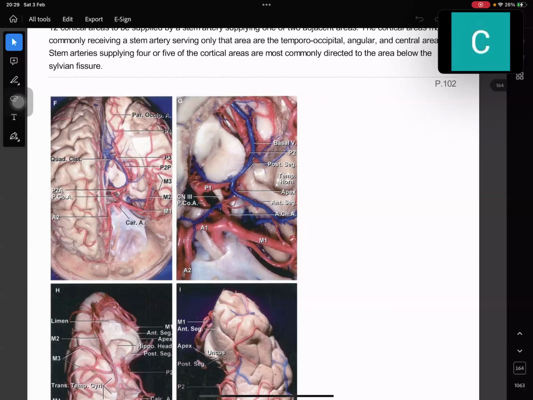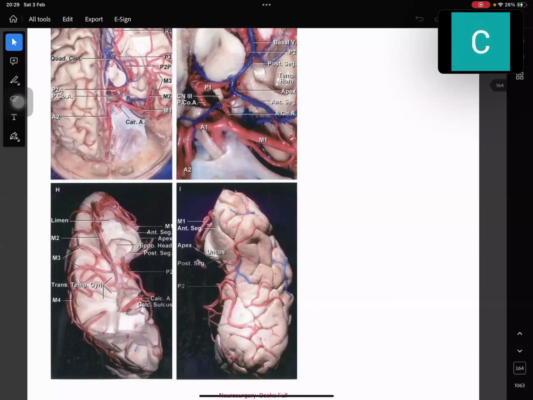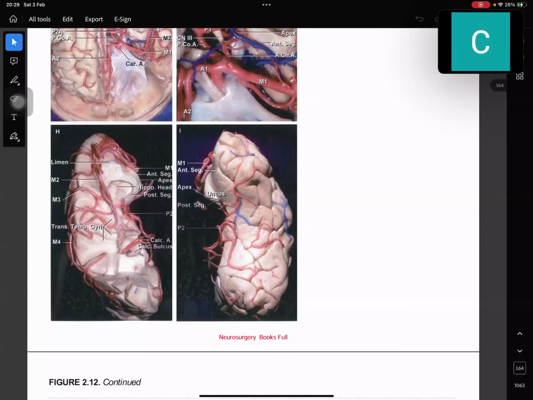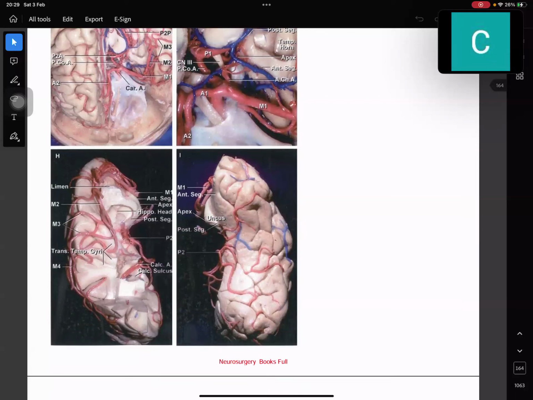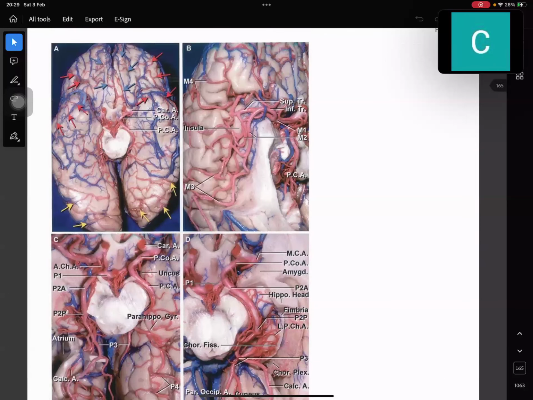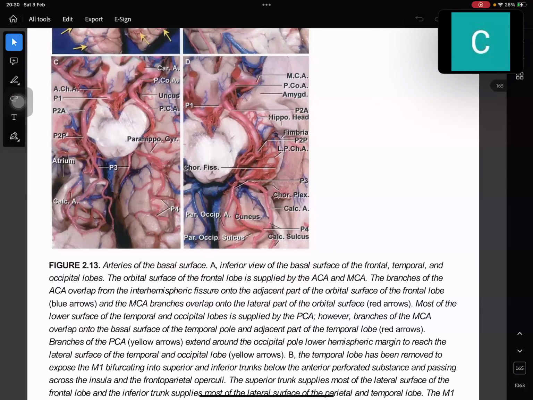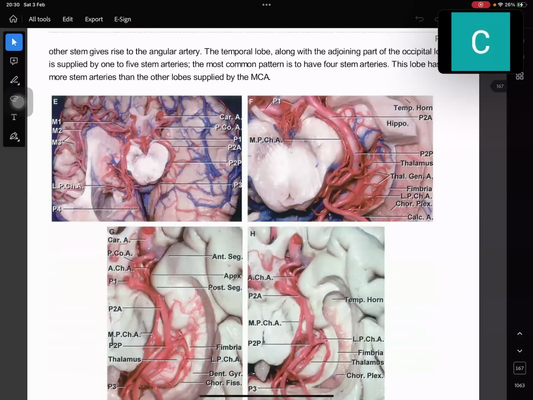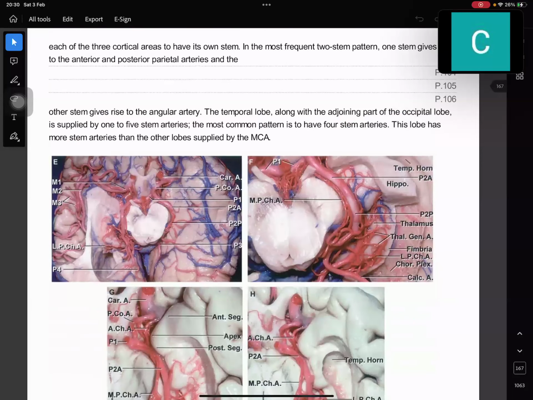The M2 segment will rise from its entry into the sylvian fissure. Let me show you here. Yeah, no, this is not a good image. So this is a better image. So it will rise from this entry into the sylvian fissure up to the limen insulae.